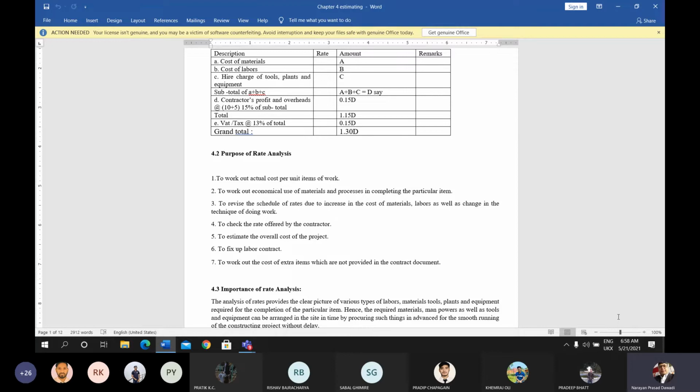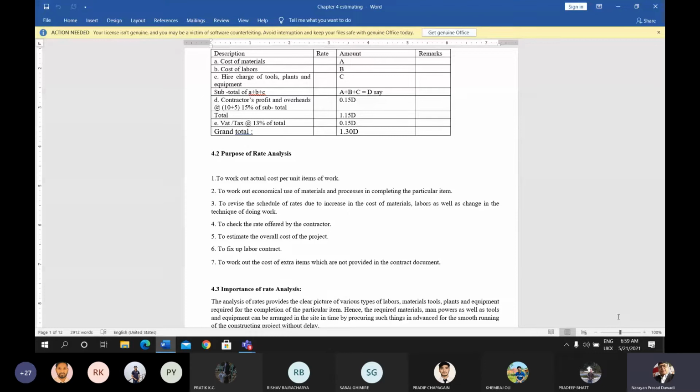That is, the labor may be supplied by the contractor for our project. What will be the total cost of the labor that is required in our project? What are the different types and varieties of labor? How many laborers are required? That can be easily calculated from the rate analysis.